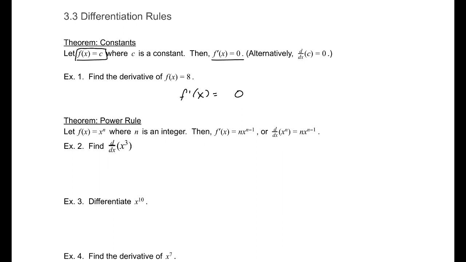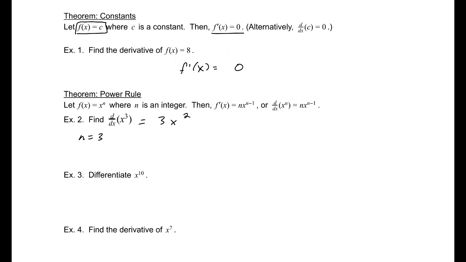All right, so let's look at example 2. Find d dx, the derivative of the function x cubed. By this rule, here our n is 3. So our derivative is 3x to the 3 minus 1, or 2. So our derivative function is 3x squared. That's all there is to that one.